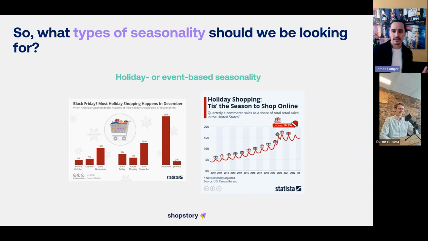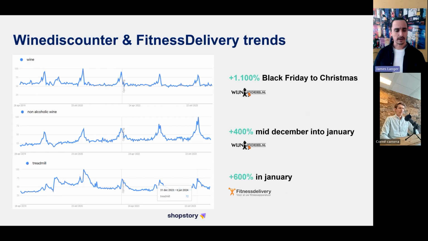So what other types of seasonality should we be looking for? Another obvious one is your holiday or event-based type seasonality. We all know about Black Friday, where we see big peaks in demand, but also things like cost per click, right? Right up until that period. The same thing for the holiday season, where people really spend a lot right before the holidays. How do you tackle these, and what did you see on your side?